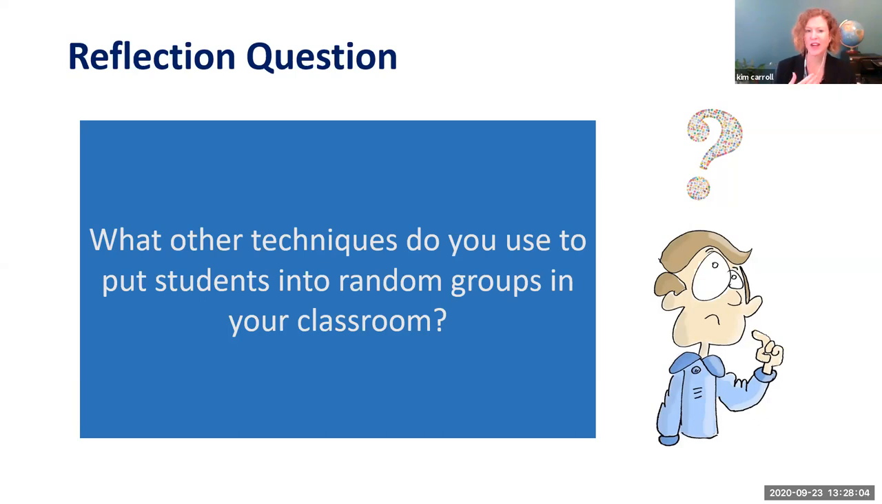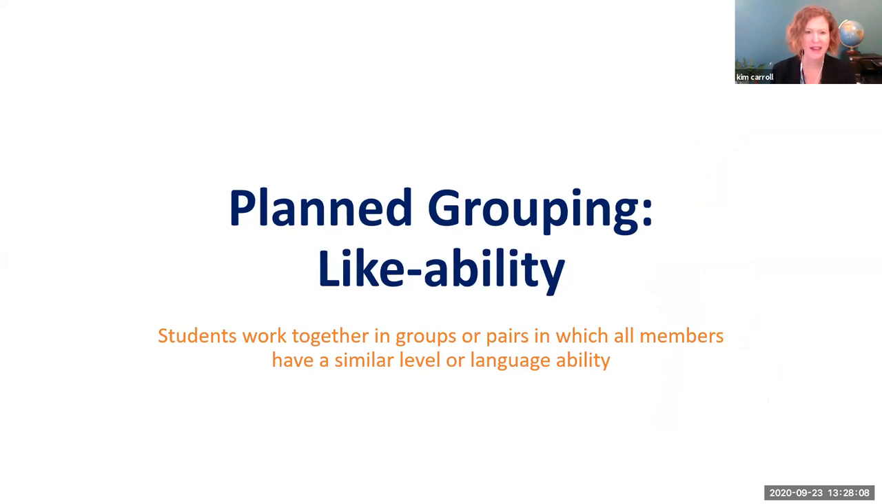We're going to move into talking about likability groups, but keep those matching techniques in mind. So a likability group is a planned group where students work together in groups or pairs in which all members have a similar level or similar language ability. I do want to point out though that you might not limit this at putting them in ability groups.